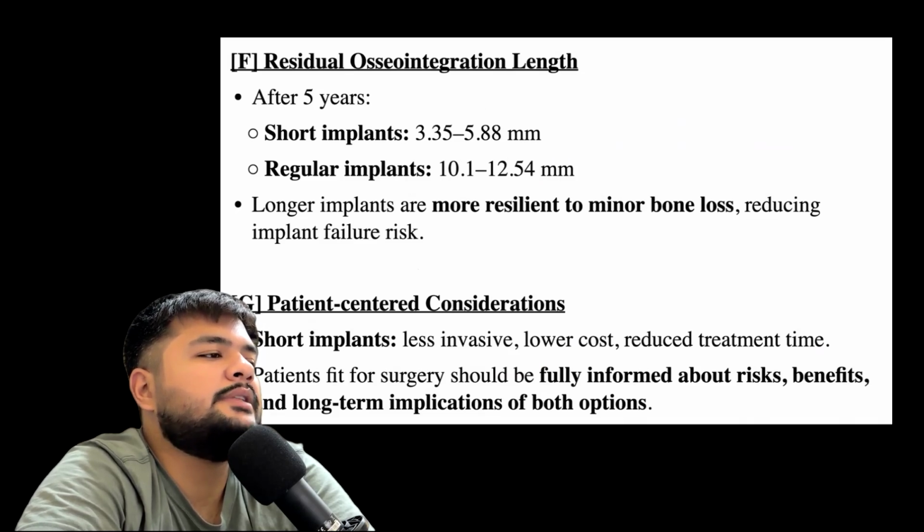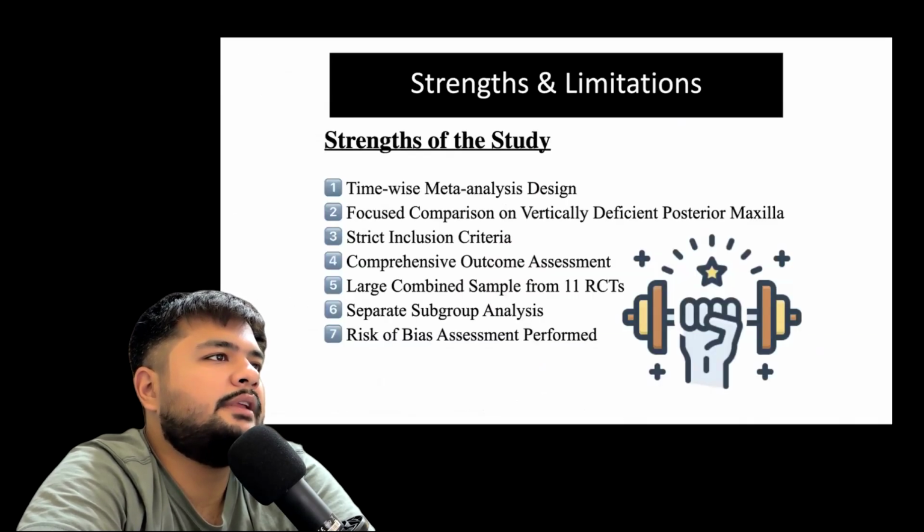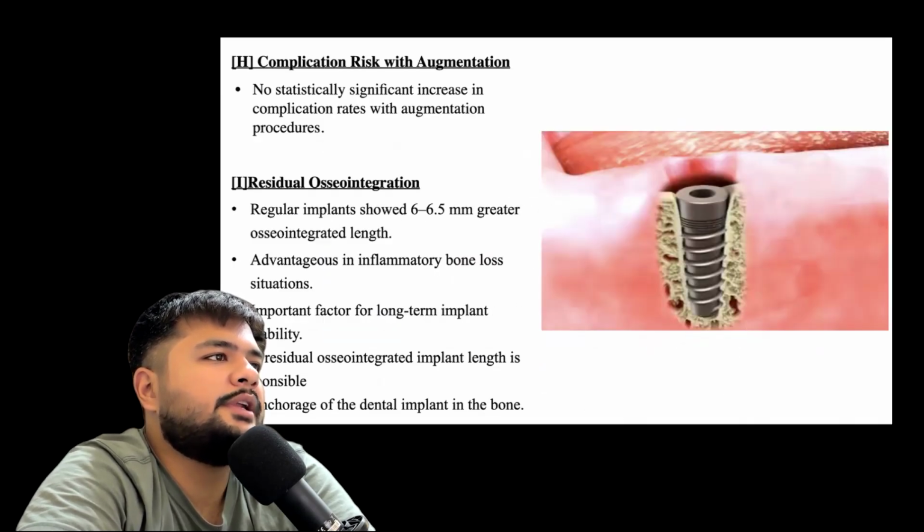Then the patient-centered considerations: short implants were less invasive, lower cost, and had reduced treatment time. Coming to the complication risk with augmentation, there was no statistically significant increase in complication rates with augmentation procedures. The residual osseointegration with the regular implants showed 6 to 6.5 mm greater osseointegrated length, an advantage in inflammatory bone loss situations and an important factor for long-term implant stability. The residual osseointegrated implant length is responsible for anchorage of the dental implants to the bone.